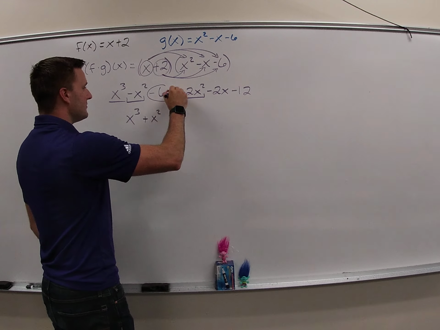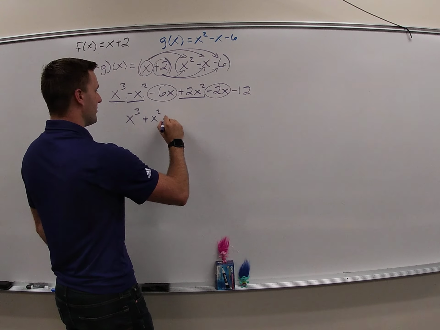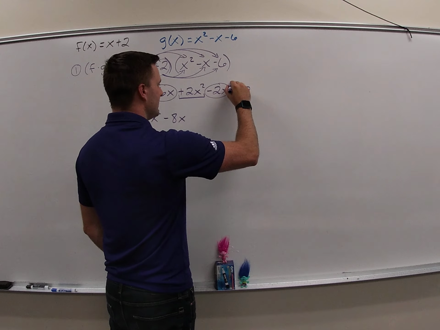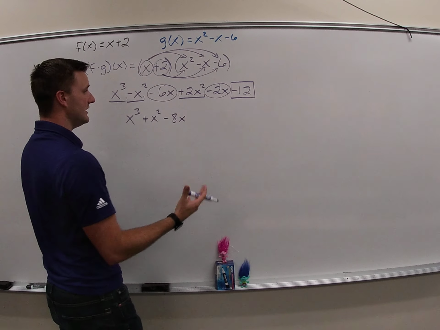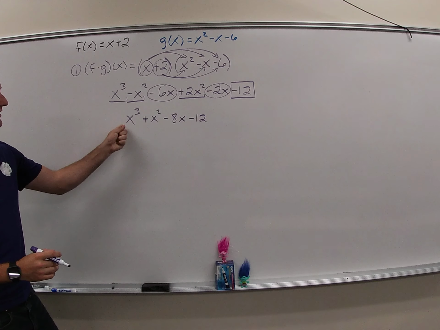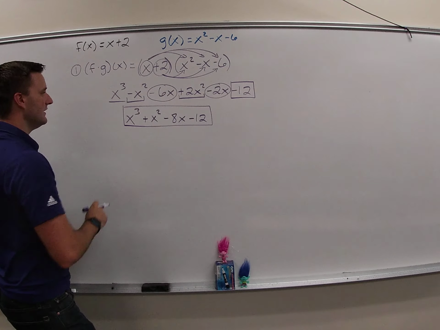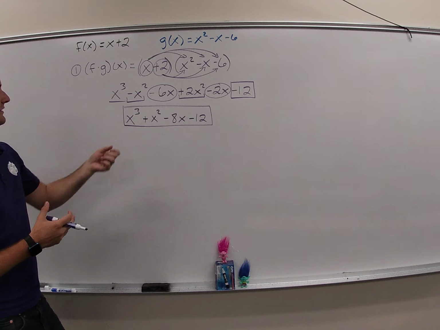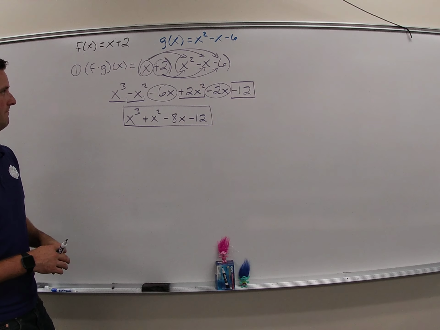Then I have this negative 6x and this negative 2x. When I combine those together on a number line, I would get negative 8x. And then finally, our last term here, this negative 12, our constant that has no other like terms in here, so we're going to bring that straight down. You want to write this in standard form from largest exponent down to your constant. So as we multiply these, this would be our solution. So f of x times g of x would give us x cubed plus x squared minus 8x minus 12.